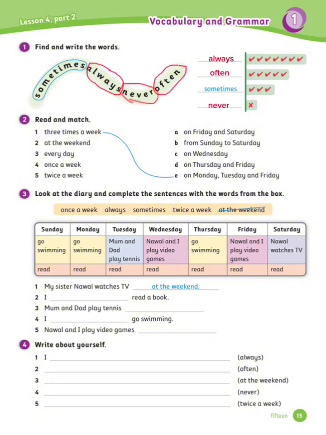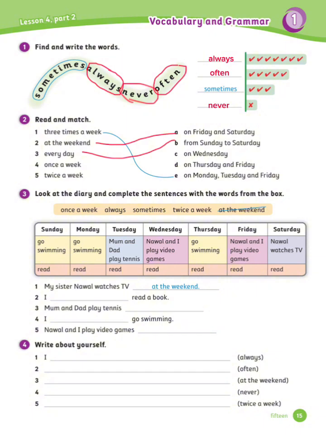Exercise number 2. Read and match. Match the sentences on the right side with the sentences on the left side. Number 1 matches E, 3 times a week, on Monday, Tuesday, and Friday. Number 2 matches A, at the weekend, on Friday and Saturday.